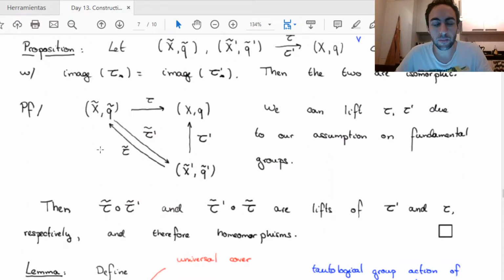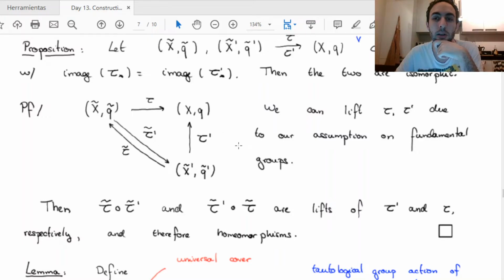So what is the proof of this? The proof is the same as before. You just see both covering spaces on top of x. And now because this leg is a covering map, I can lift tau. And because this leg is a covering space, I can lift tau prime. So we can do the whole game of saying, look, this composition is a homeomorphism that is in fact identity, and this other composition is also in fact identity. So these two are homeomorphisms that commute with tau and tau prime. So basically we're proving that these two covering spaces are equivalent up to isomorphism of covering spaces in the sense that we defined before.